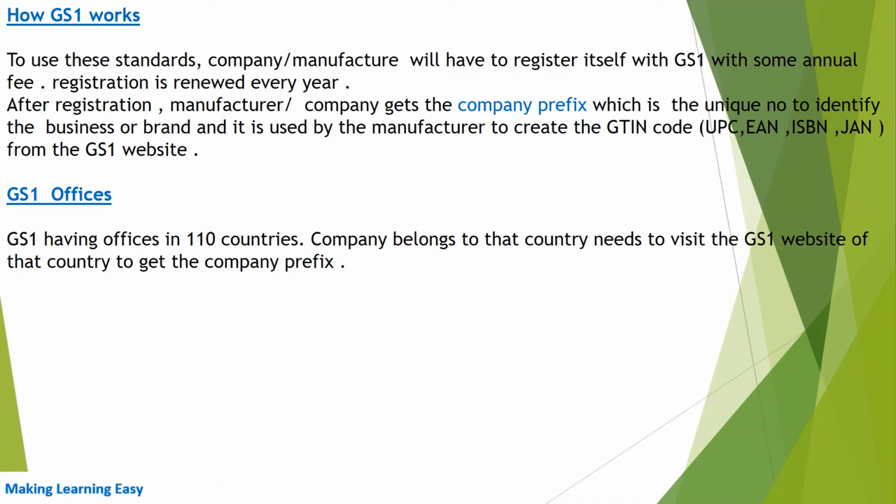GS1 has more than 100 offices across the globe. GS1 has offices in most of the countries. A company or manufacturer belonging to that country needs to visit the GS1 website of that country to get the company prefix. This is how GS1 works and the process of getting the company prefix.